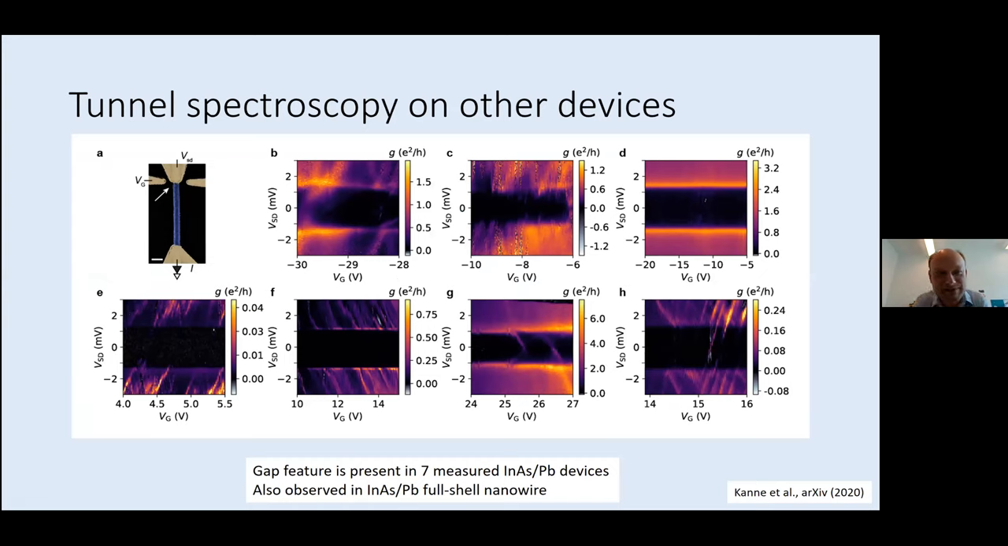And just to show, it's not just a single device here. This is 7 devices where the gap has been measured in this kind of tunneling spectroscopy measurement. We get roughly the same induced gap, or you could say the hybrid gap, around 1.25 meV. And for some of the devices here at high gate voltages, we can also see indication of subband states in the wire. This we have not studied so much for this first generation, but this would be something we would look more for in future studies.